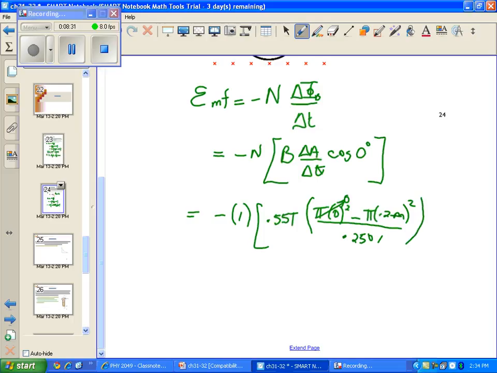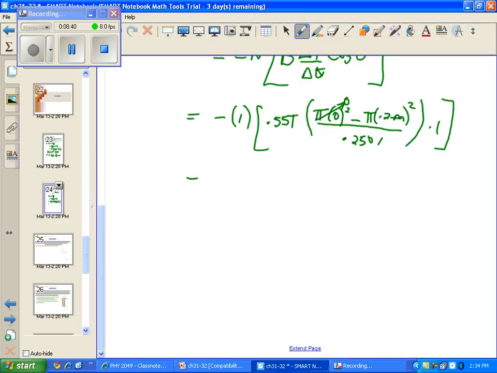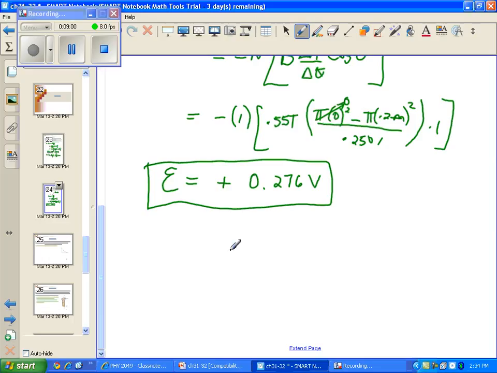And this right here gives us the delta A over delta T, times 1, because the cosine of 0 is 1. We multiply everything out, and this negative multiplied by this negative gives us a positive 0.276 volts. That is the EMF which has been induced while the area was shrinking to 0. Next question.